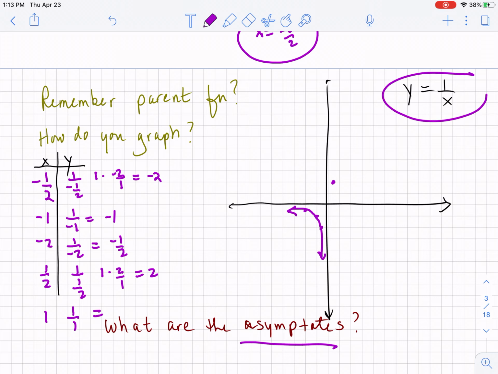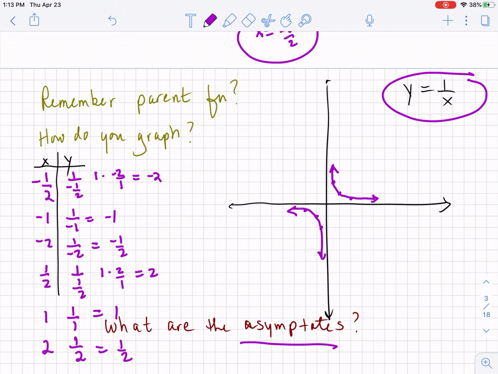This is, by the way, the graph that I'm doing. 1 over 1 is 1, so I have the point (1, 1). Next point I'm going to plug in is 2, 1 over 2. So I get 1 over 2. When I plug in 2, I go to the right 2 and up 1/2. Notice, this graph looks like this, okay?